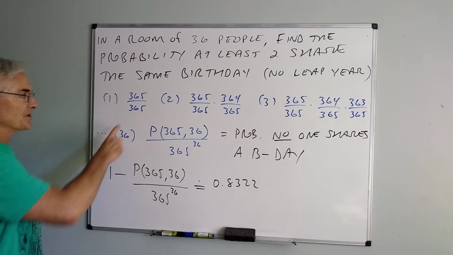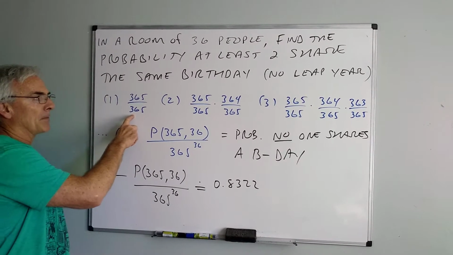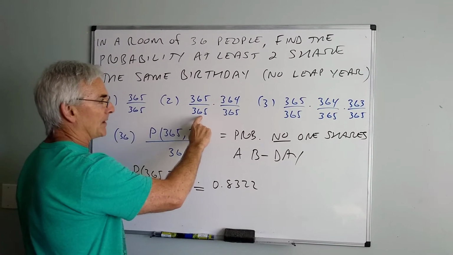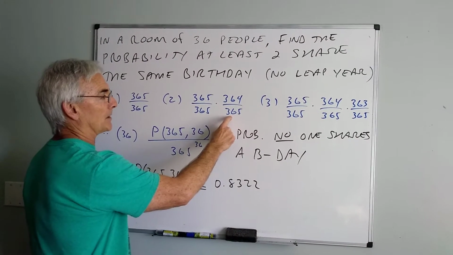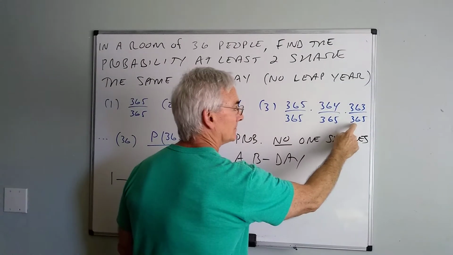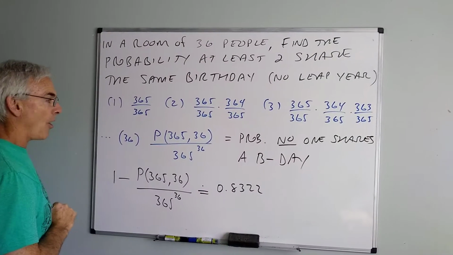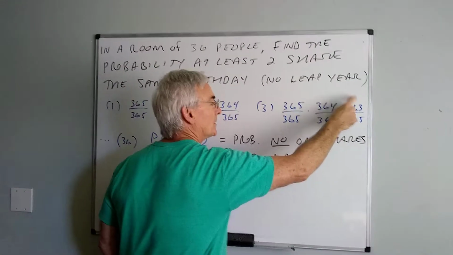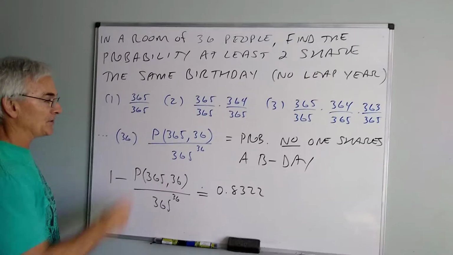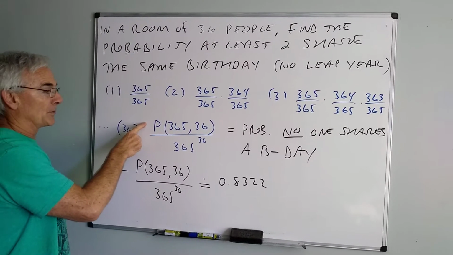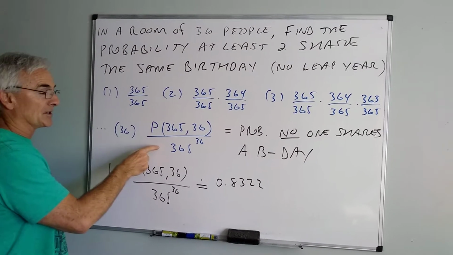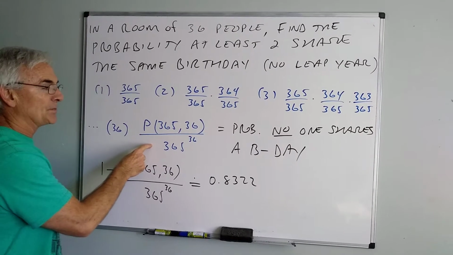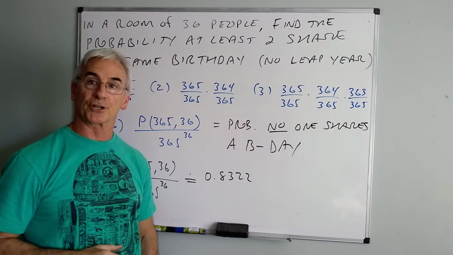Well, when there's one person, it's certain they're going to have a different birthday. But if I add a second person, for them to have a different birthday would be this product, a third person, assuming there's no leap years, all the way down to a 36th person. You notice the numerators are descending by 1. So if I said I have 36 people, my numerator would be the permutation, 365 choose 36. My denominator remained the same. This would be the probability that no 2 people share the same birthday.